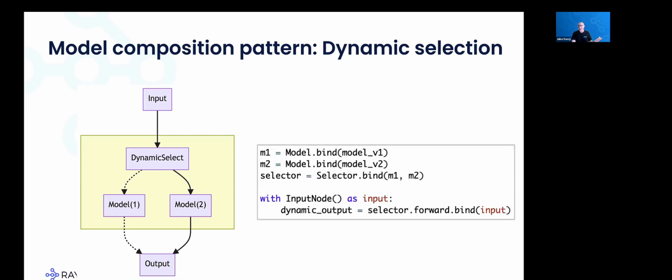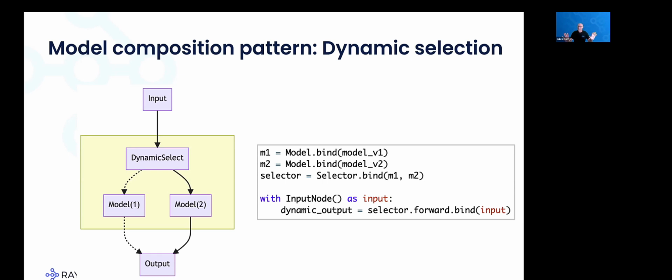And then over here, same logic, very simple to express the topology, you have those two models. And instead of sending the output, what you're going to do is send the models to this particular selector. And then in the orchestration, you're going to forward the input to the dynamic selector, and it will decide based on the input which model to use for prediction, and you'll get the final dynamic output.